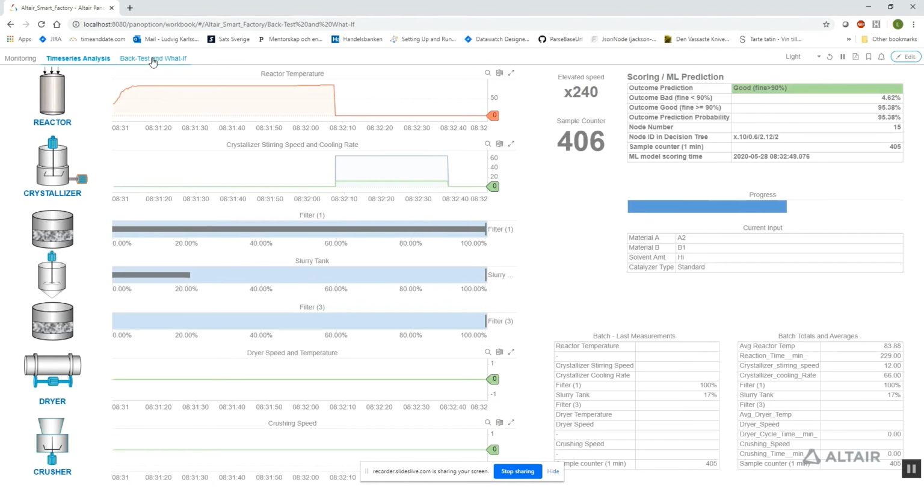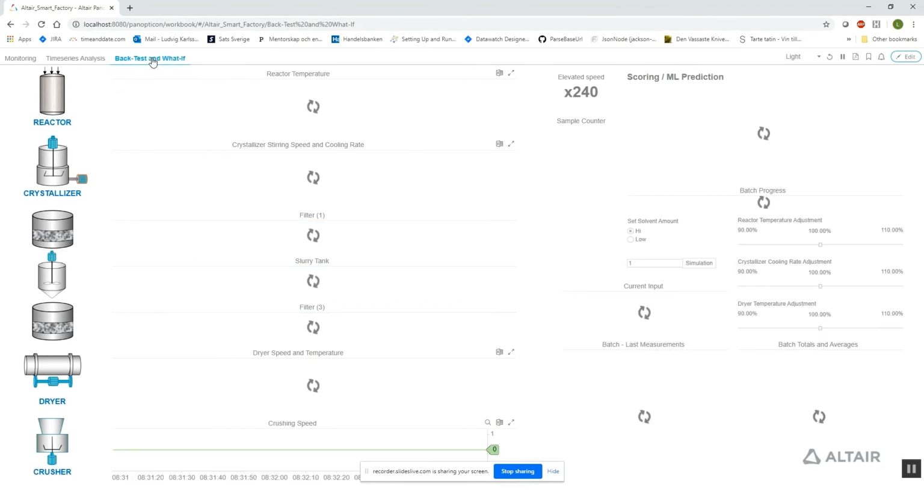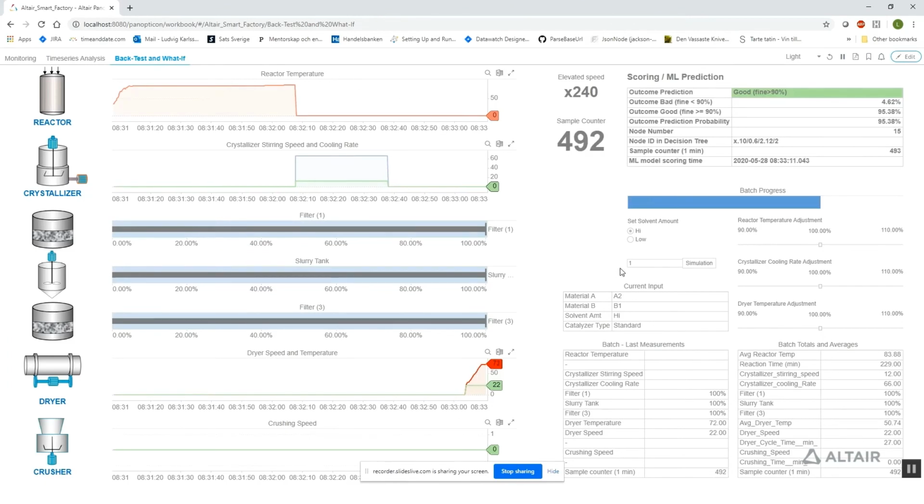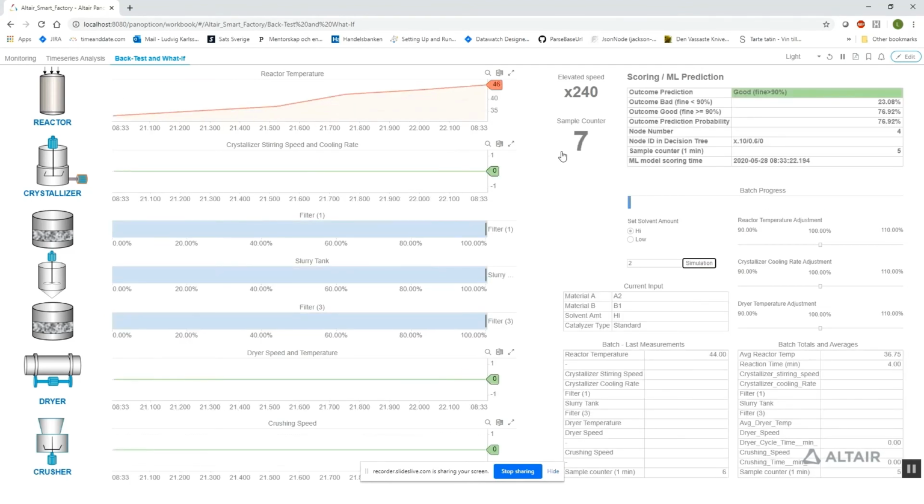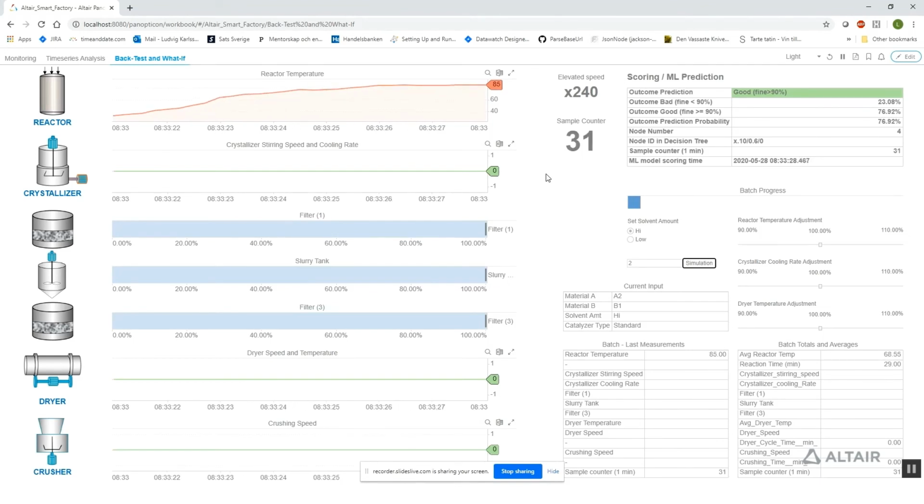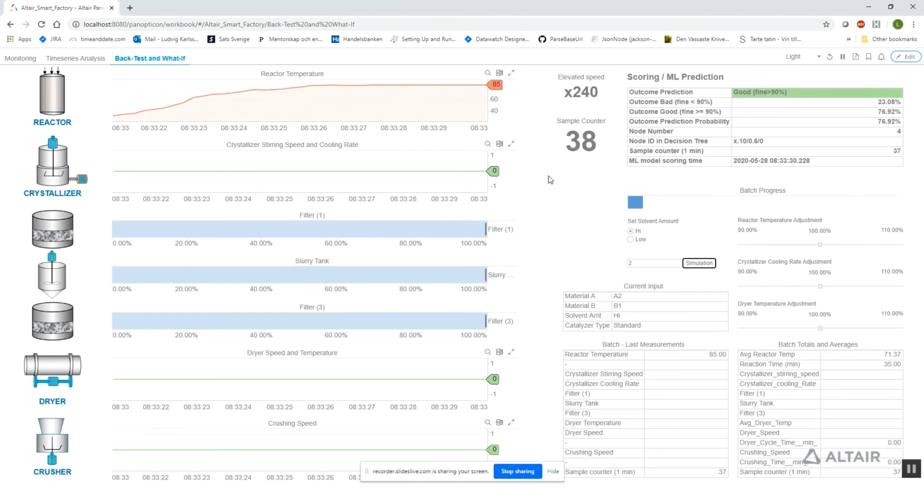Let's move to the final dashboard to see an example of what-if scenarios. Let's start a new simulation. By having data from previous process batches stored, we can investigate how different input parameters would have affected the outcome of a process batch. This allows us to evaluate options at low cost without running a physical process batch.